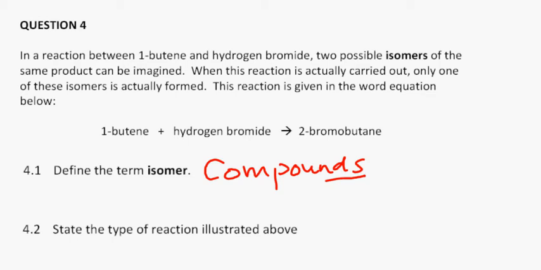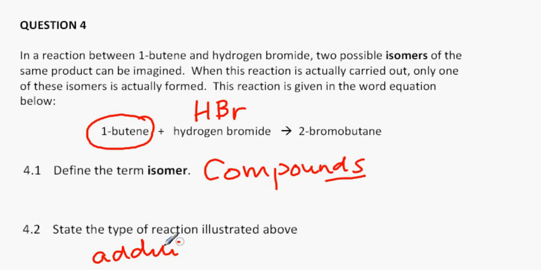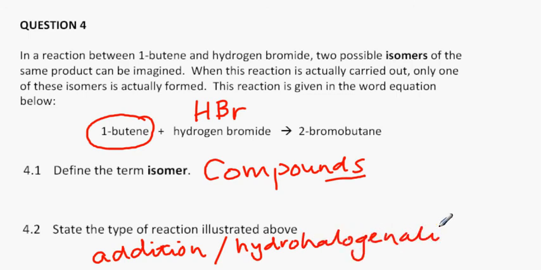Question 4.2 asks you to state the type of reaction illustrated above. The reaction is between butene, which is an alkene, and hydrogen bromide. And alkenes classically undergo addition reactions, and so we would classify this as an addition reaction. Because it's reacting with a hydrogen halide, you could also call it hydrohalogenation. So either addition or hydrohalogenation would be the correct answer to 4.2.